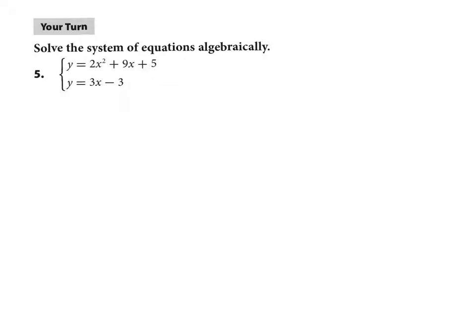All right, this one says solve algebraically. Okay, so what does that mean? What that means is we're just going to set these equal. So I'm going to put this for that y. So I have 3x minus 3 equals 2x squared plus 9x plus 5.